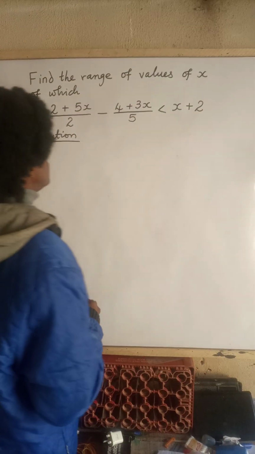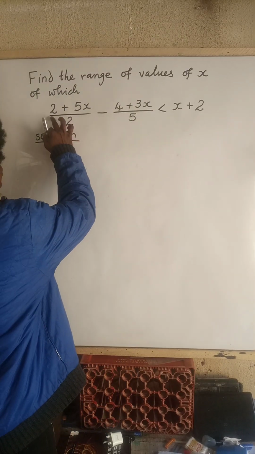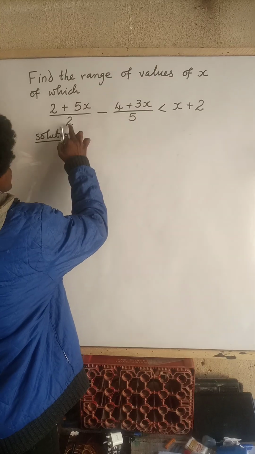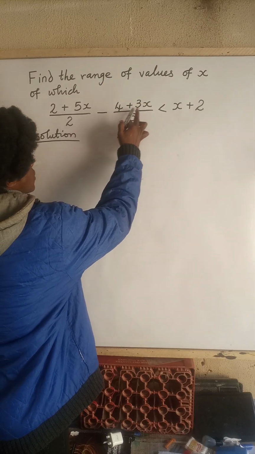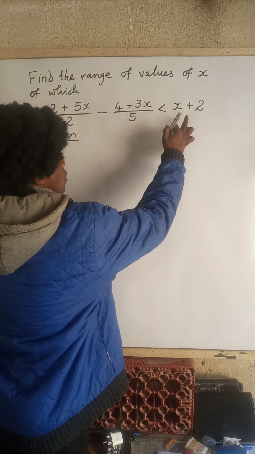Let's learn how to solve inequalities using the question that we have on the board. The question says, find the range of values of x for which (2 + 5x)/2 - (4 + 3x)/5 is less than x + 2.